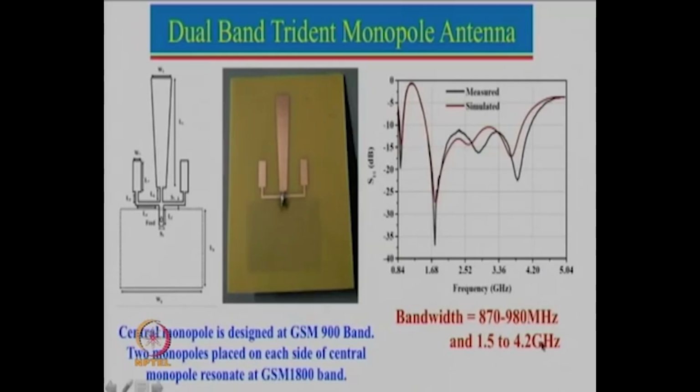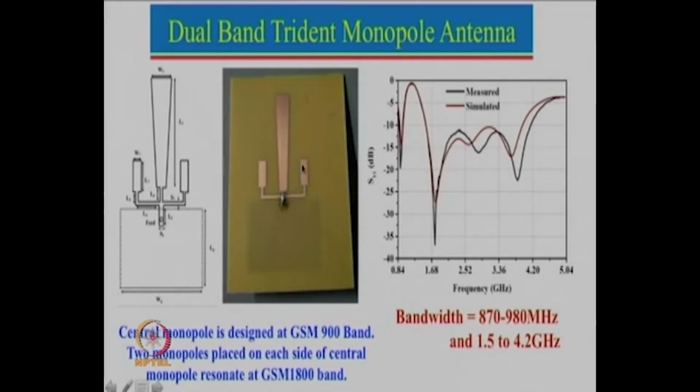Now let me show you another configuration we worked on in parallel. This is a dual band trident monopole antenna. What we have done here is designed an antenna at the center which resonates again around 900 megahertz, and then we designed this antenna here at the higher band, which covers 1800 to 2500 megahertz. But we had to put two of these over here, both symmetrical.